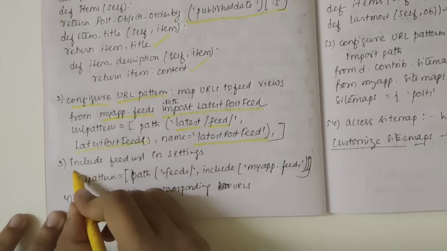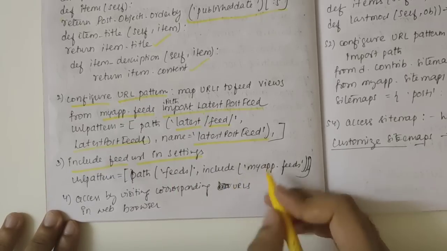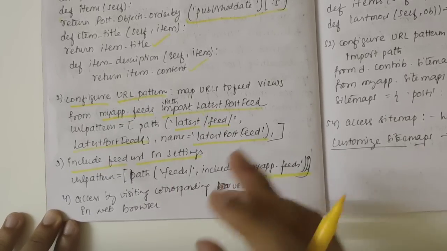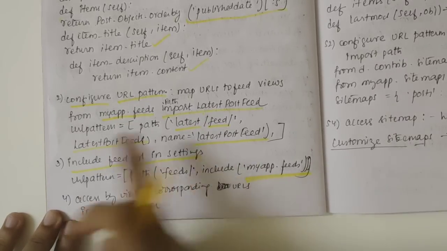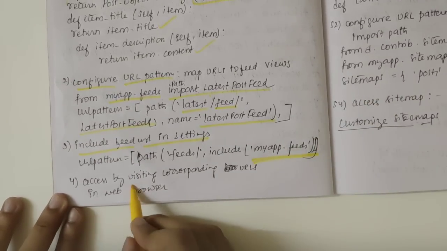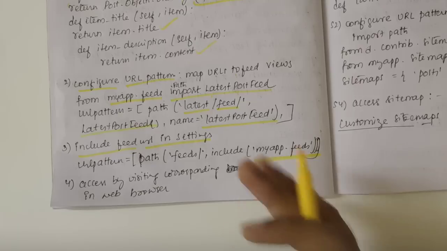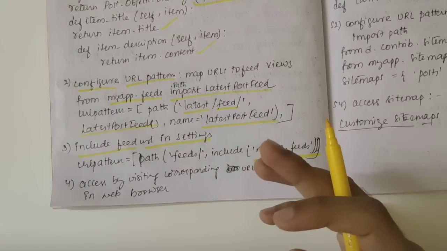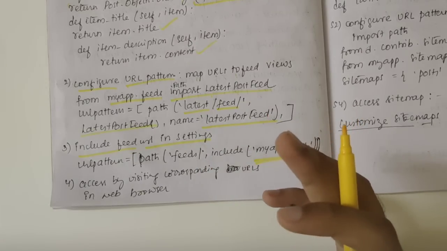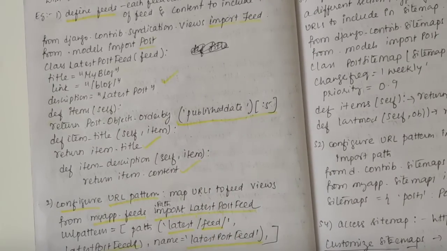Next step, we should include the feed URL in settings. So in settings also, we include myapp.feeds, in admin.site.urls. I am specifying this in the settings.py part. After this, I can access it by visiting the corresponding URLs in the website. After visiting the corresponding URL, I'll get to know that these changes are done, and I can go through these changes. So this was about the syndication feed framework.